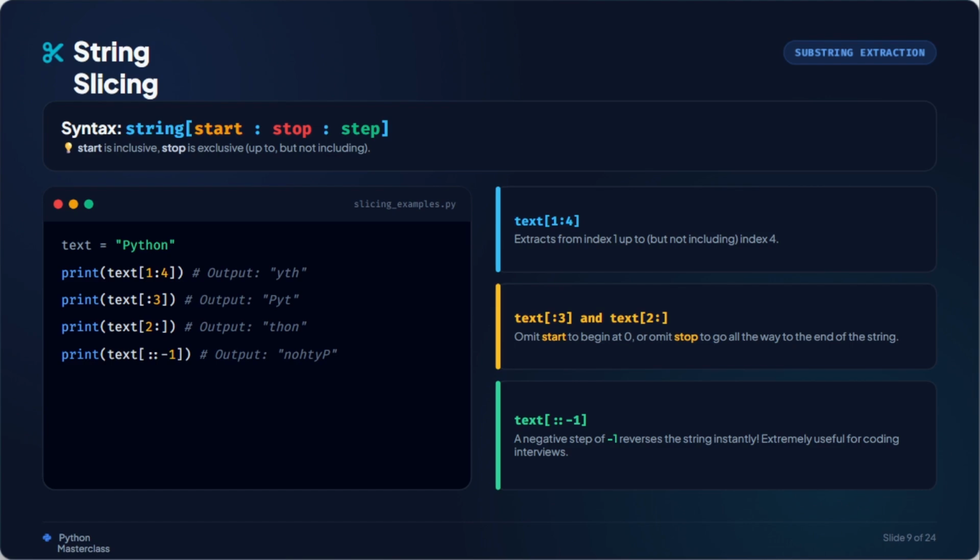Here, start is the index where slicing begins, and stop is the position where slicing ends. But remember one important rule: the stop index is not included. So it just stops before it. And after that, step. This tells Python how many positions to move each time. Normally the step is 1, so Python moves one character at a time. Let me show you with an example.